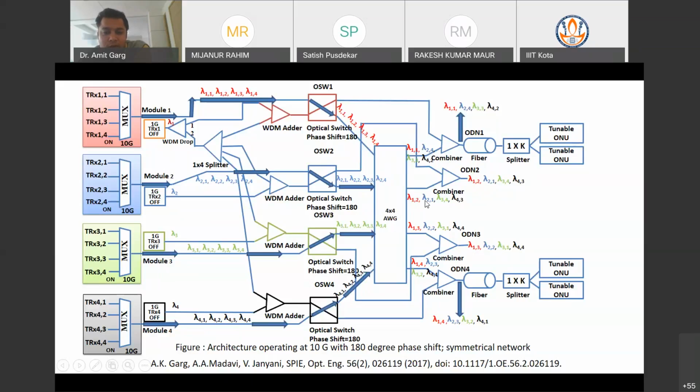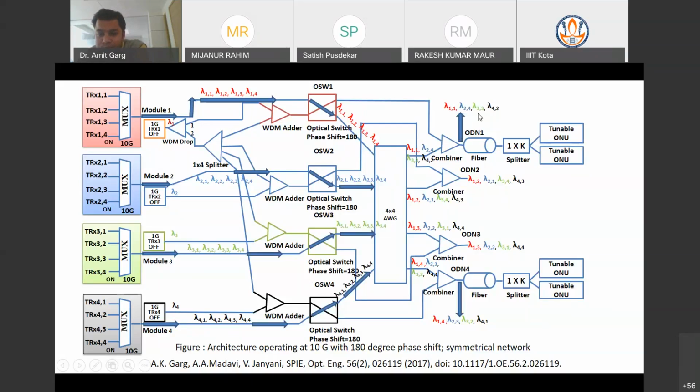So 21 will be here, 22 will be here, 23 will be here, 24 will be here. 31, 32, 33, 34. Similarly, 41, 42, 43, 44. Okay, so if you just observe, all the optical distribution networks are receiving 4 wavelengths, 1 wavelength from each module. If you just see optical distribution network 1, lambda 11 is from module 1, lambda 24 is from module 2, lambda 33 is from module 3, and lambda 42 is from module 4.